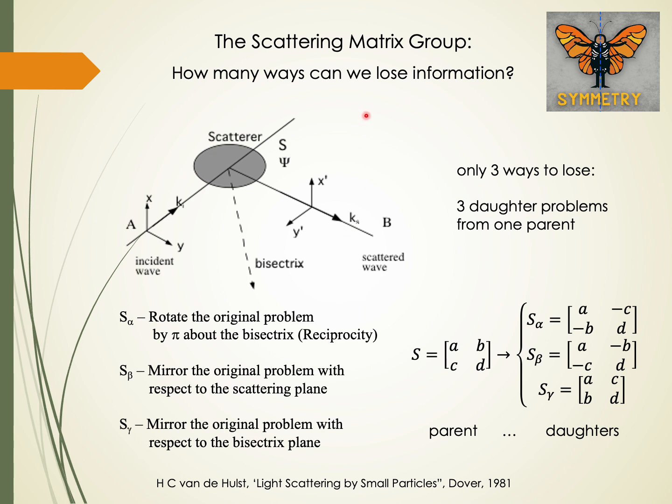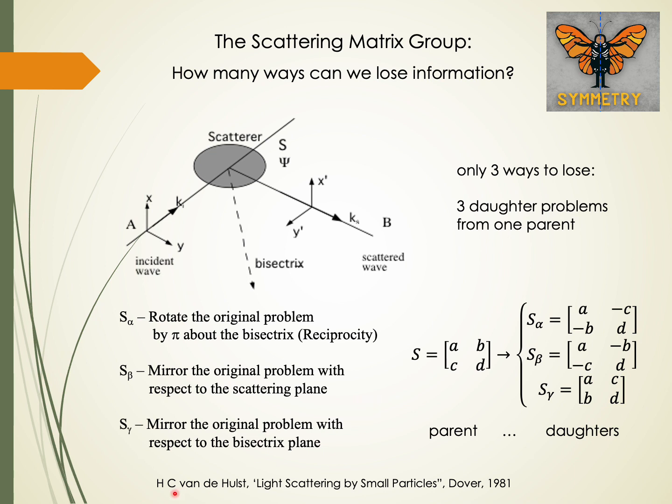So let's call this the scattering matrix group, and it's how many ways do we have to lose information. Remember, we have this master problem here with light coming in from A, and we are detecting the light coming out in B, and we have a scattering matrix for this problem which has got 4 complex numbers. Just call them A, B, C, and D here. And we saw in the previous case how we can generate another problem by exchanging transmitter and receiver, but we can do other things. We can not only rotate the problem by 180 degrees about the bisectrix, which is what we did before, but we can mirror the problem with respect to the scattering plane itself, or we can mirror the original problem with respect to the bisectrix plane. So there are mirror reflections we can do. These are symmetry operations. Let's call them alpha, beta, and gamma.